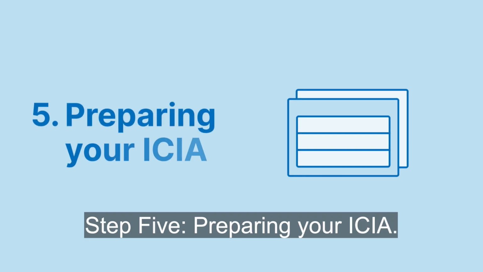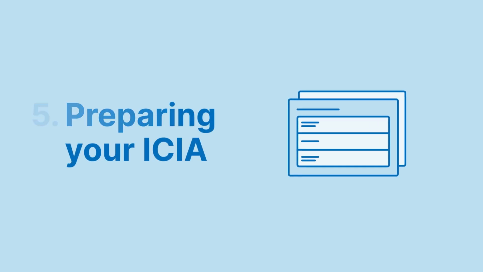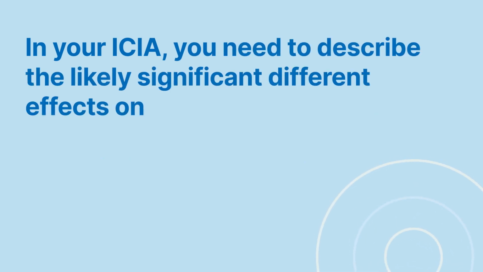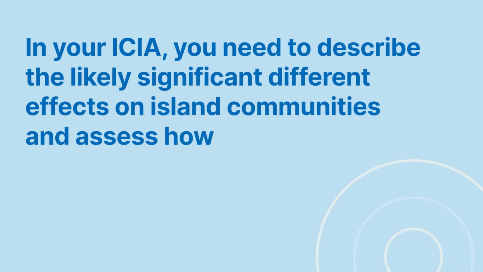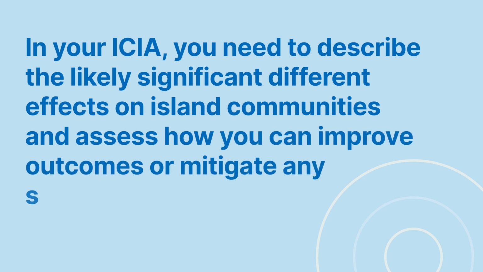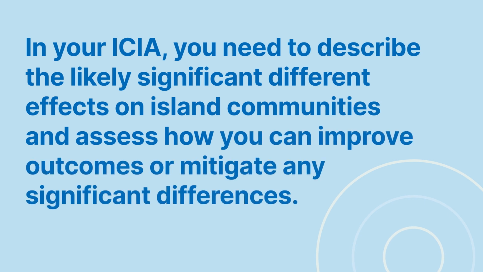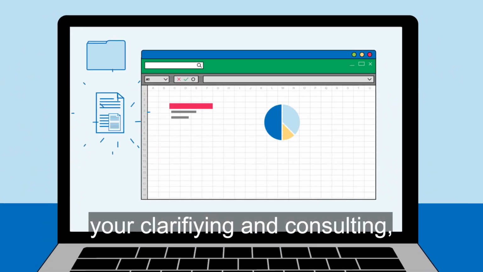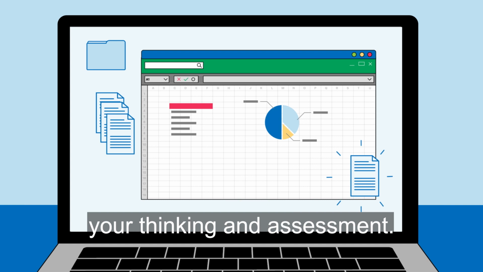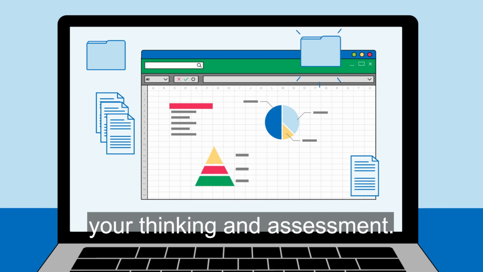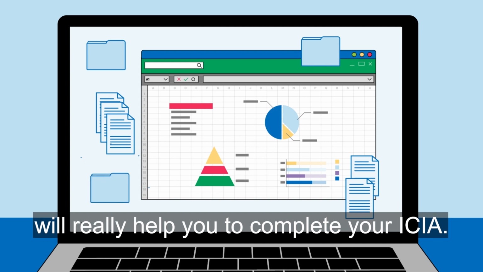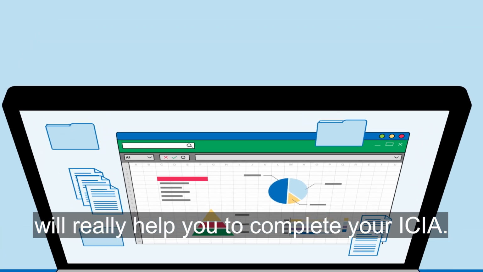Step 5. Preparing your ICIA. In your ICIA, you need to describe the likely significant different effects on island communities and assess how you can improve outcomes or mitigate any significant differences. The trick is to record everything as you go along. You're clarifying and consulting, your thinking and assessment. Keeping a careful record at every stage will really help you to complete your ICIA.